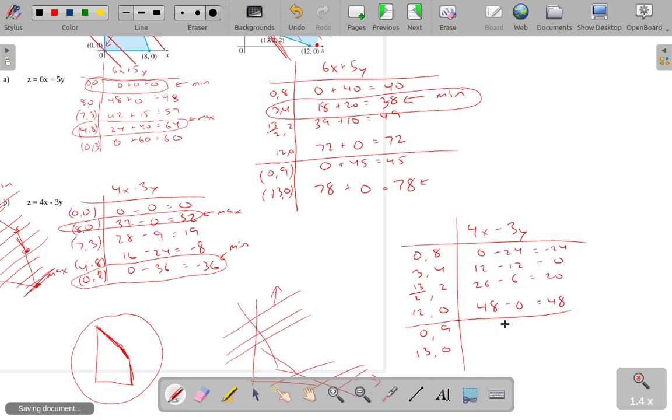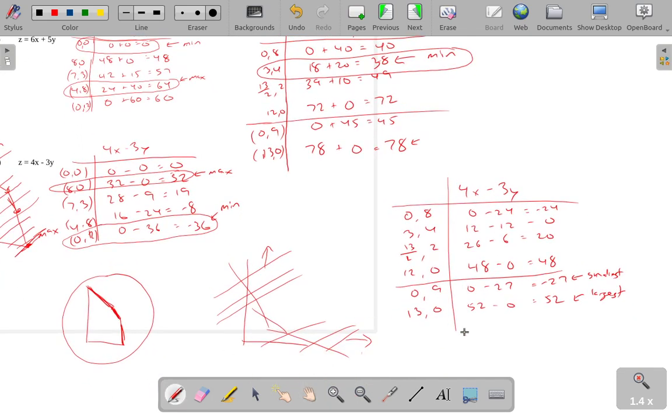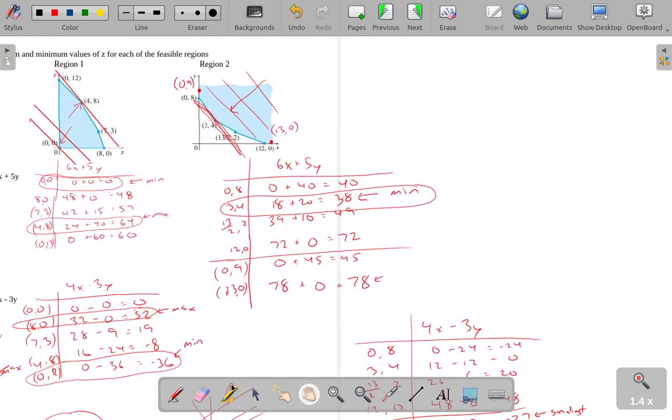And the last two non-corner points, we get 0 minus 27, which is negative 27. And we get 52 minus 0, which is 52. So this is our smallest, and this is our largest. And you can see neither the smallest value nor the largest value occur on a corner point. And this means that there's no min, no max. And I guess I probably should have finished this one up by saying this is the minimum, but there is no max.